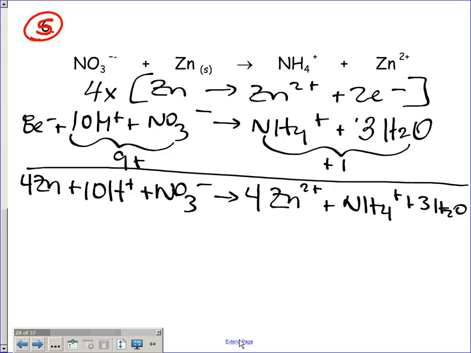So give me a thumbs up if you got 4 zincs plus 10 H pluses, 1 nitrate yields 4 zinc 2 pluses, ammonium, and 3 waters. Yeah. Alright, do I leave this here anymore? I'm gonna leave it there for a second.